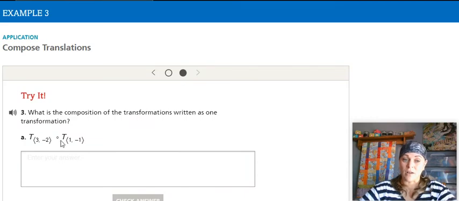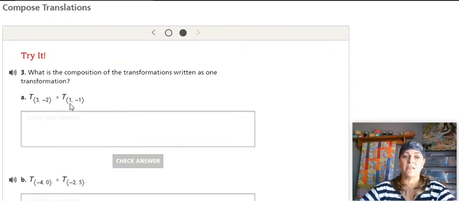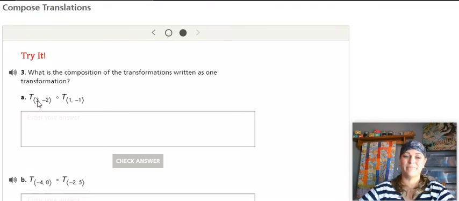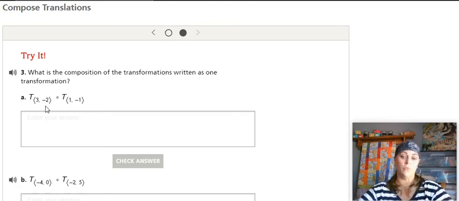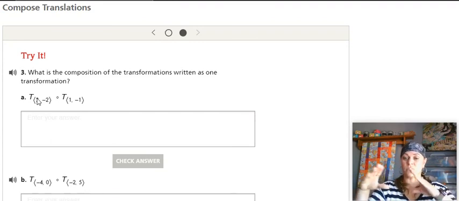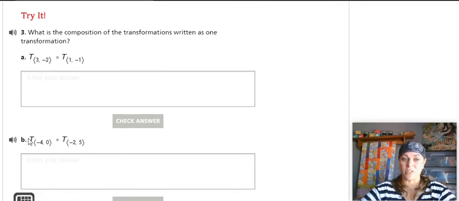Here's a try it. So composition, that little circle, composition function. So it says, what is the composition of the translation written as one transformation? It doesn't give you a visual. You don't have anything to look at. But if you went 1 to the right and then 3 to the right, how much would you go to the right overall? If you went -1, that means to the left, down 1, and you went -2, down 2, how much total would you go down? And then you would write one thing that looks kind of like this with a capital T and the x y coordinates of overall what you would do. And you're going to do it here as well.